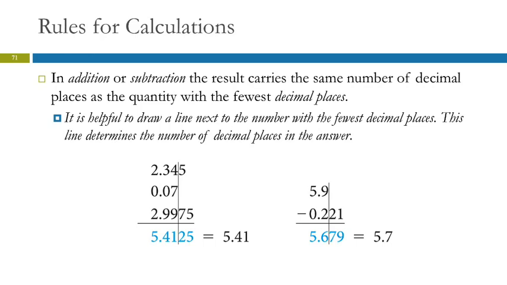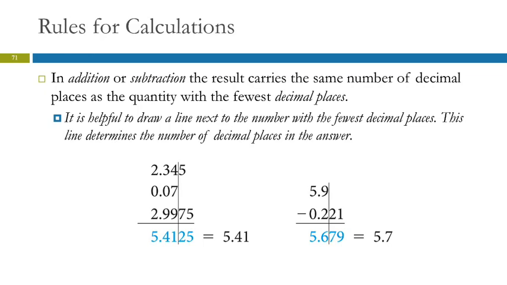It's helpful, especially when you're first starting out and trying to get a handle on this, to stack the numbers up like you were going to do longhand adding or subtracting. Line them up as you were taught in elementary school with the decimal points in a vertical line. Okay? So I've got 2.345 and 0.07 and 2.9975. I'm going to add those together. Add them on your calculator.